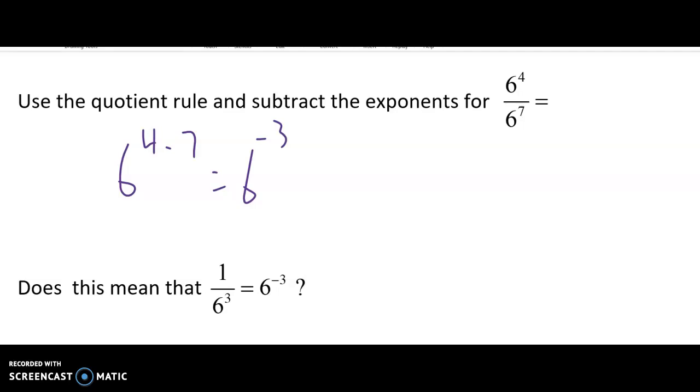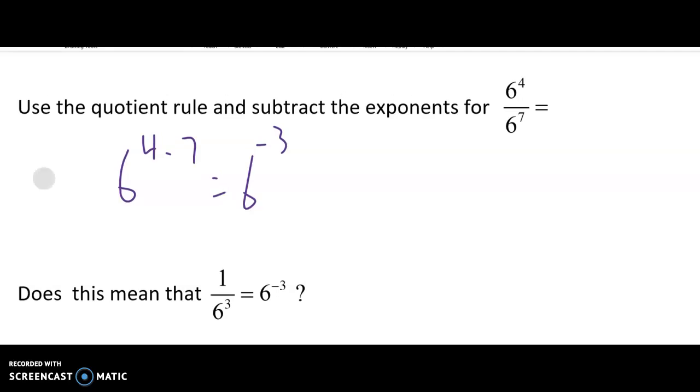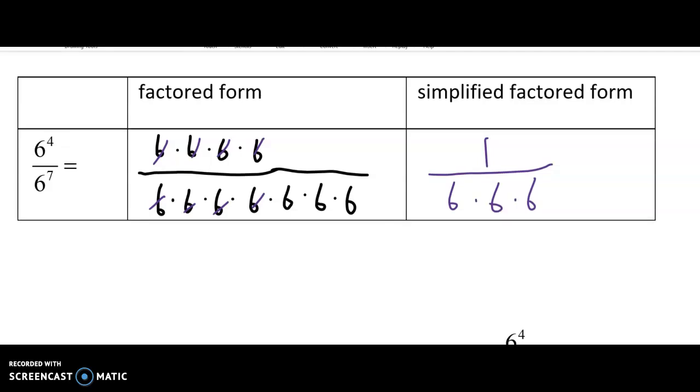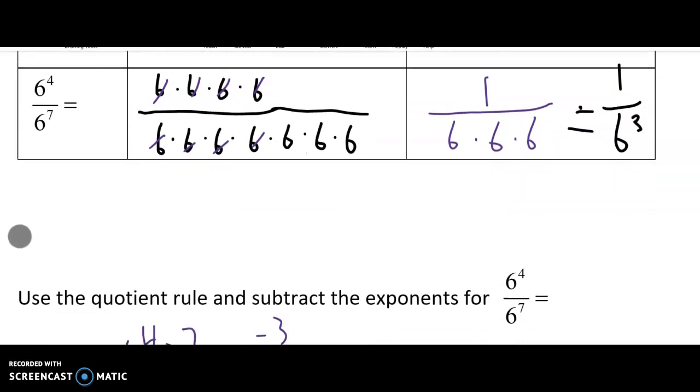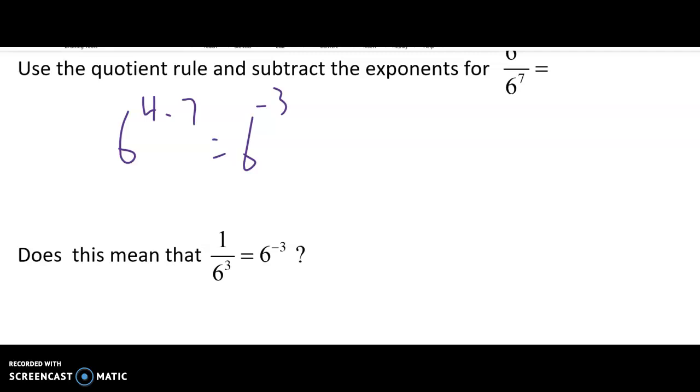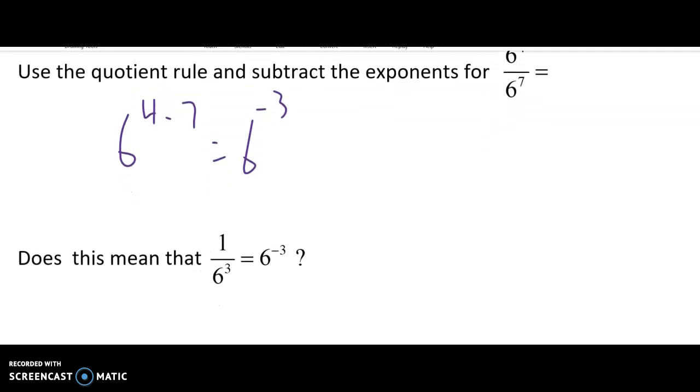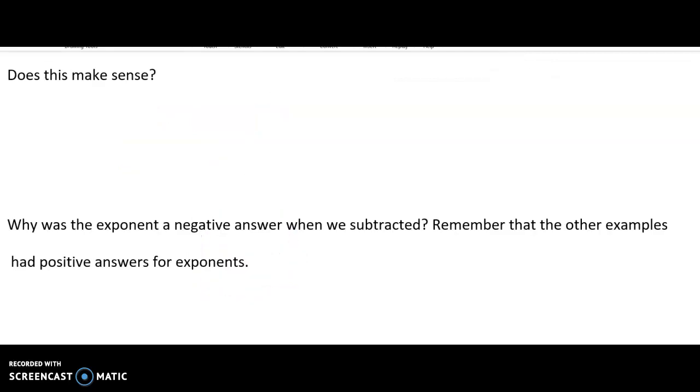Does that mean 1 over 6 to the 3rd is 6 to the negative 3? Because if we look above, we have 1 over 6 times 6 times 6. That's equal to 1 over 6 to the 3rd. So according to our quotient rule, 1 over 6 to the 3rd would be equal to 6 to the negative 3. That would be true. We're asked if this makes sense. Well, finding the answers each way worked out, so 1 over 6 to the 3rd must be equal to 6 to the negative 3.